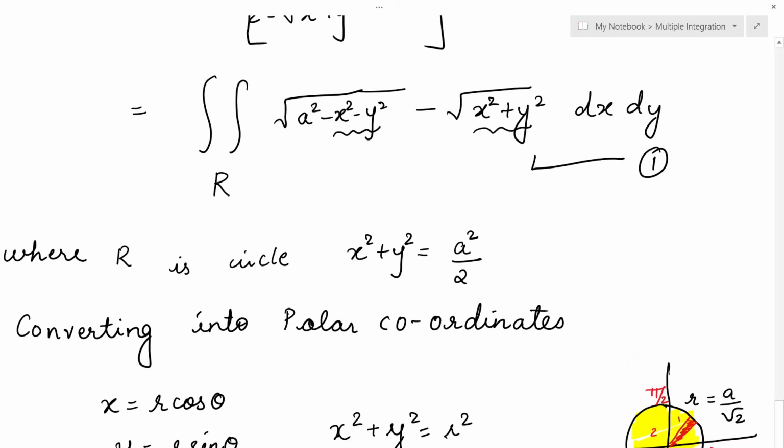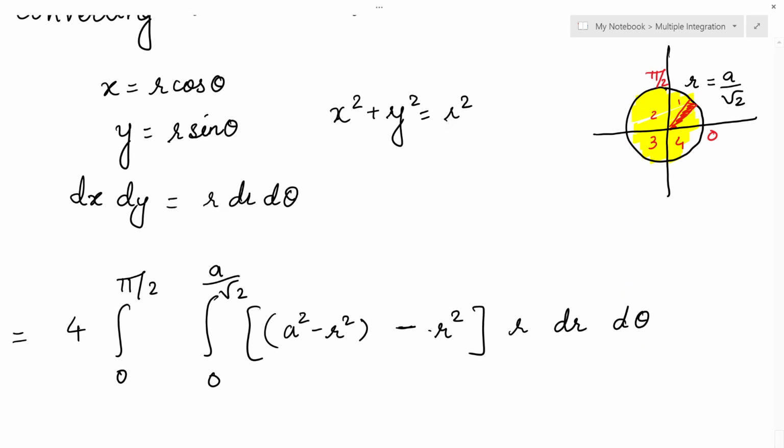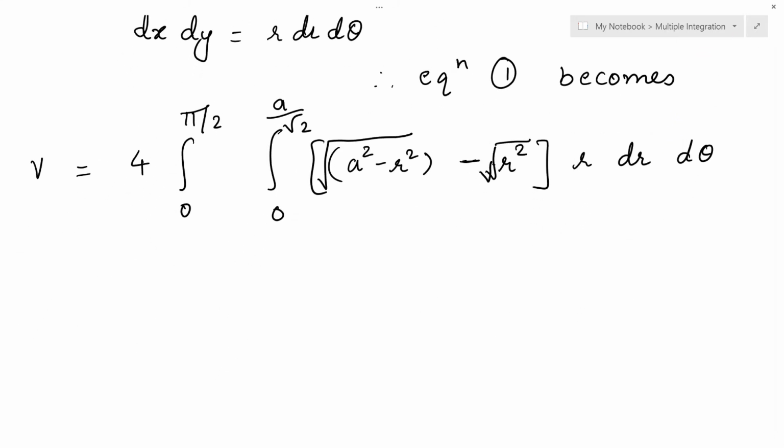Okay, x square plus y square is r square and it is under root of r square this way. Okay, and this is also under root of a square minus r square. Fine. So my equation 1 will become this. If you convert into polar form, this becomes my equation 1. So let's simplify this to get the answer for the volume.